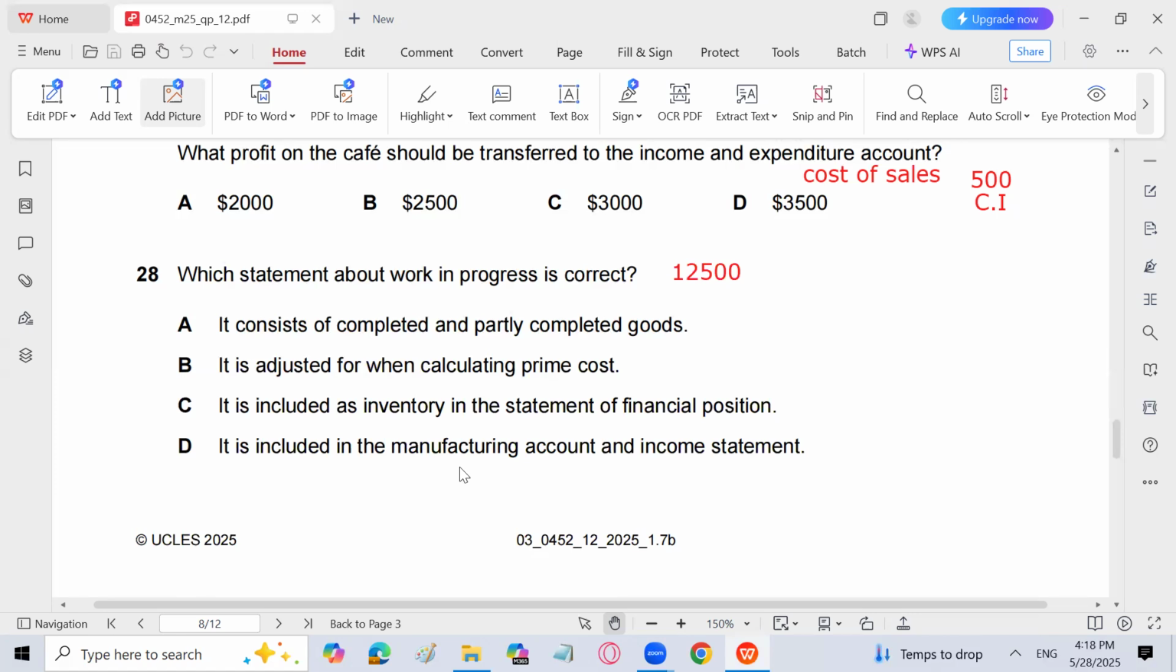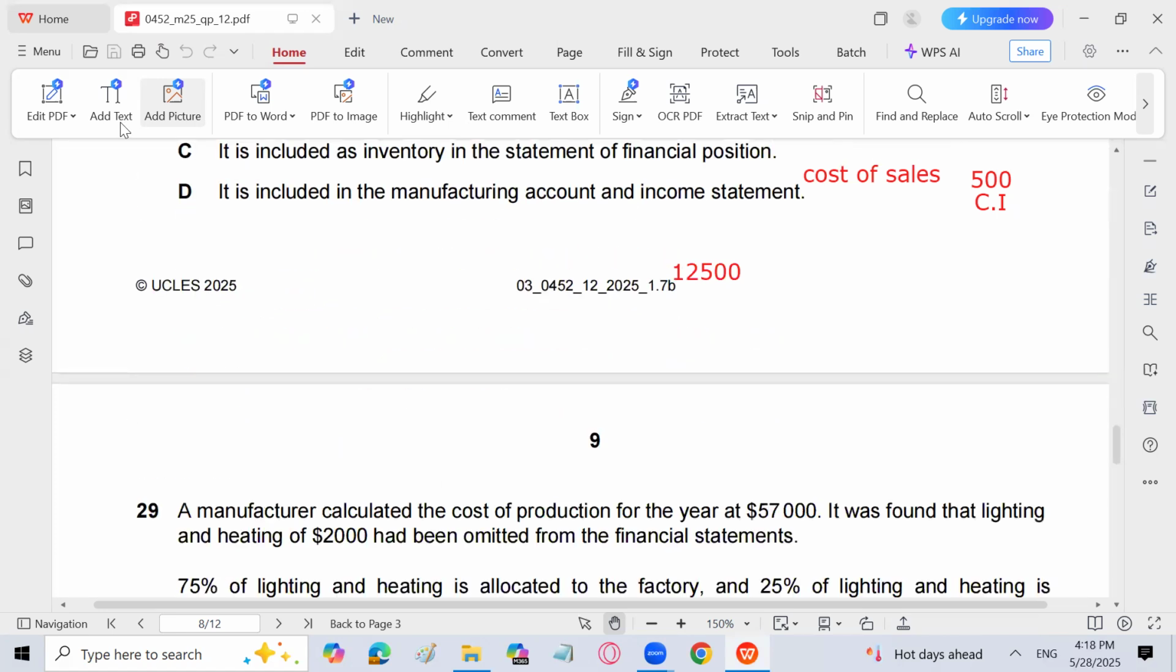No, because work in progress does not come in the income statement. It comes in the manufacturing account, but it is included as inventory in the statement of financial position, because when you write closing inventories, you write work in progress, raw material and finished goods. All three closing inventories come in the statement of financial position as closing inventory. So C is going to be the answer. It is not completed goods only, and it does not come in prime cost also. So C is the answer.